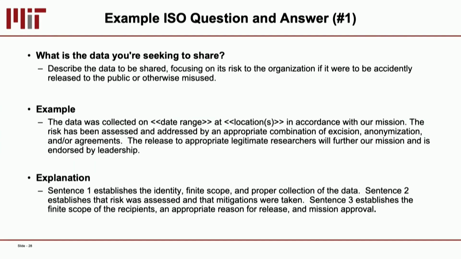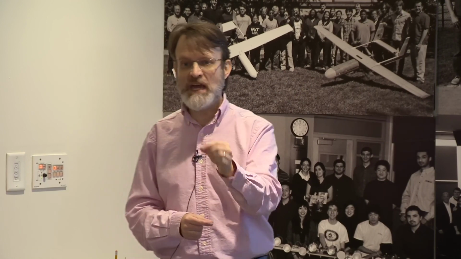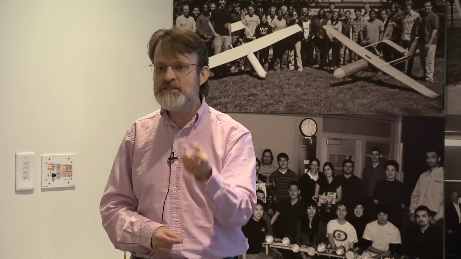Sentence 1 establishes the identity, finite scope, and proper collection of the data in one sentence. Sentence 2 establishes that risk was assessed and that mitigations were taken. Sentence 3 establishes the finite scope of the recipients and appropriate reason for release and mission approval. We've answered 9 questions in 3 sentences at the level of detail an ISO wants. An ISO can always ask you more questions for more detail, and they're usually looking for another 1-sentence answer.